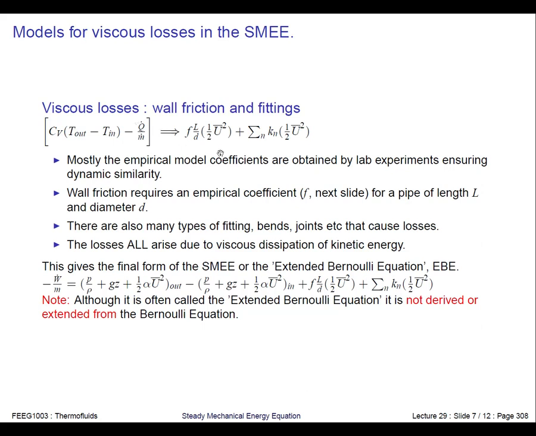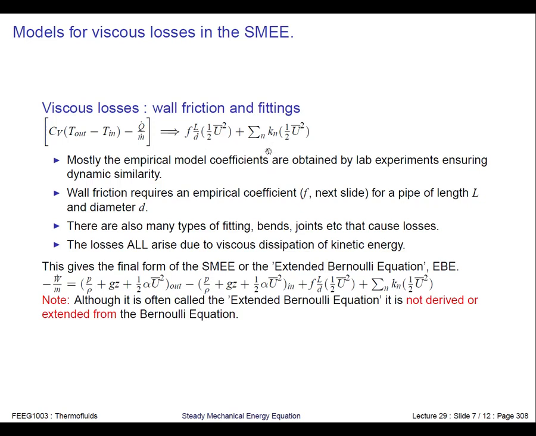So we've got this term, the f L over D times U squared over 2. This f is like a friction coefficient. It is a bit like a drag coefficient for an object, and we have to do calculations to work out what this is for a pipe. This gives us pressure drop per unit length in the pipe due to viscous effects.